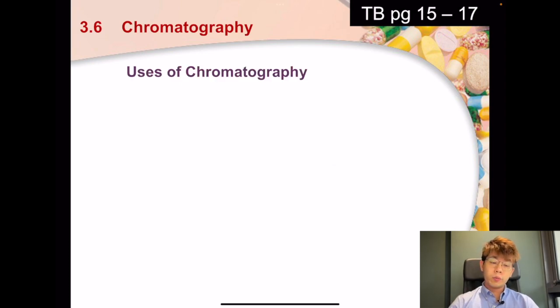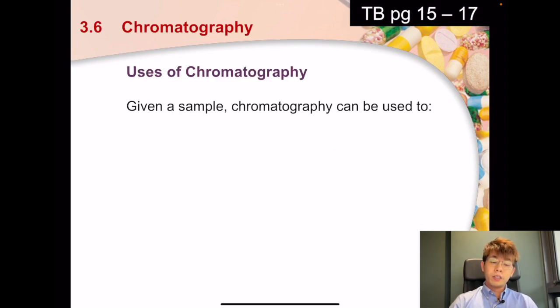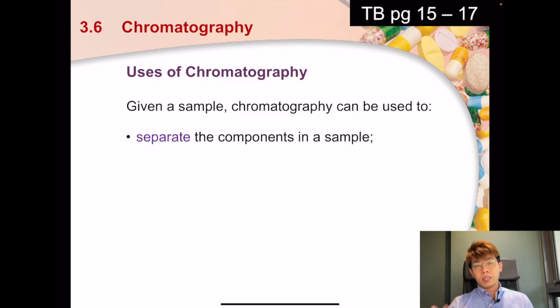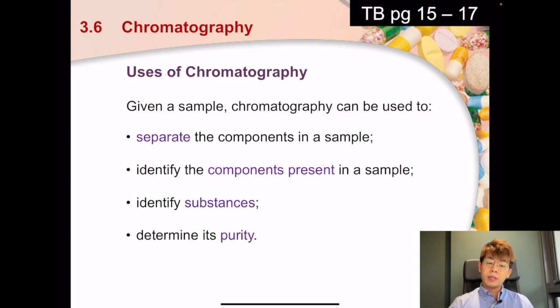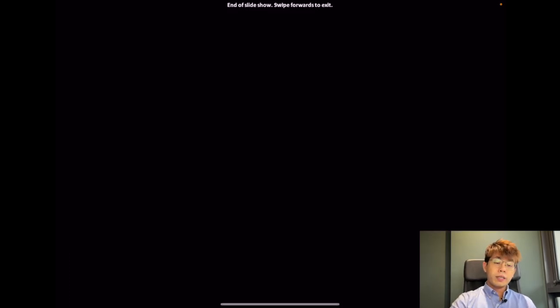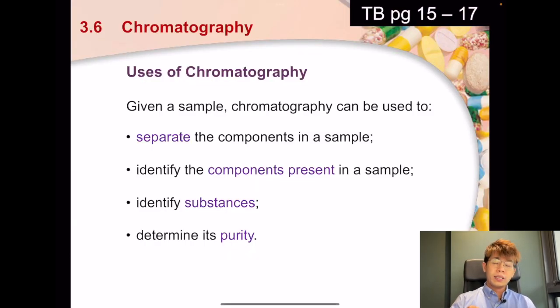So what can we use chromatography for? Chromatography is used for a lot of things, like to separate the components in a sample, to identify the components within a sample, to identify different substances, and to determine whether a substance is pure. It's commonly used in drug detection, urine tests, and to check whether things we have created are pure. We have more practice for all of you, so I hope this has helped a little.